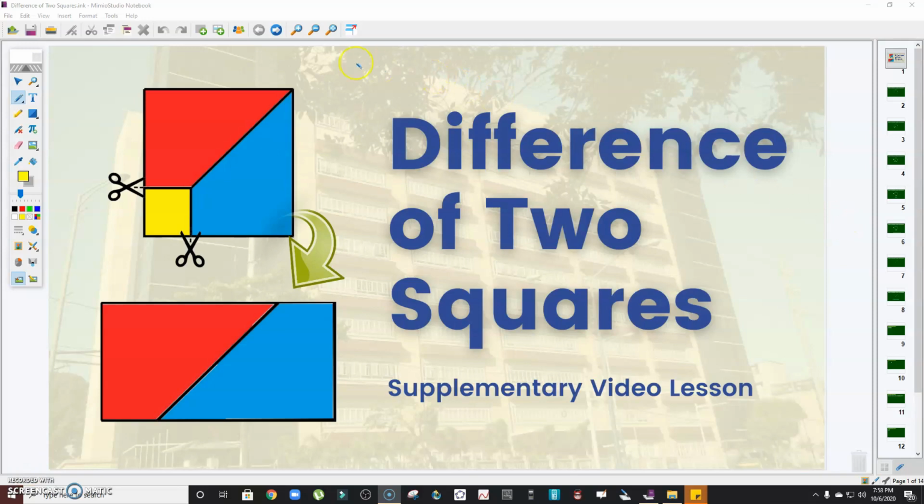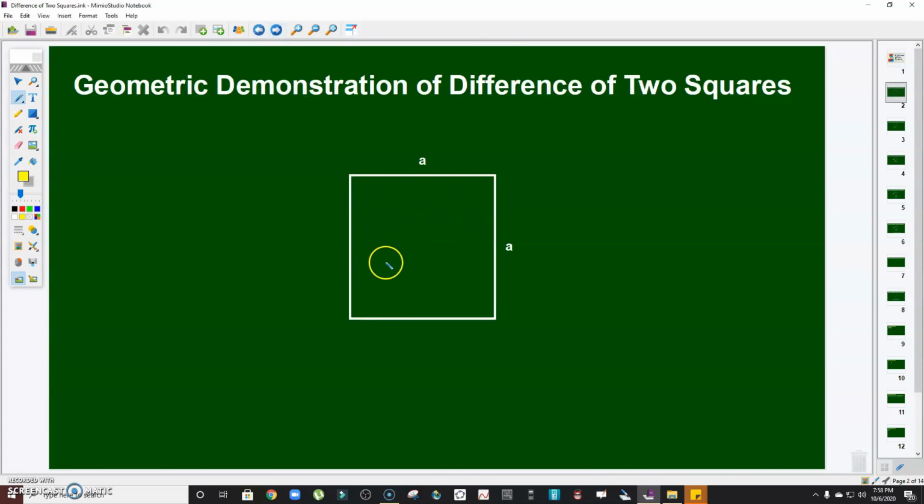Okay, I want to start my discussion with the geometric demonstration of the difference of two squares. So I have here a square of side A. What I'm going to do is remove a square of side B in one of the four corners as shown. By doing that, the side here and this one will have a length of A minus B.